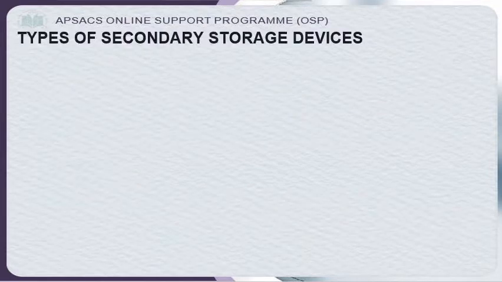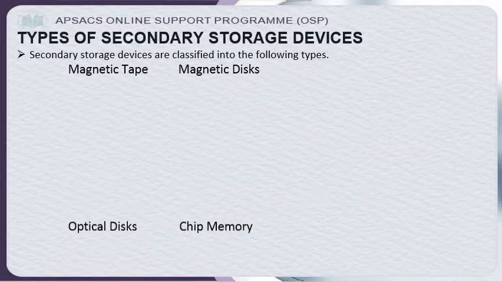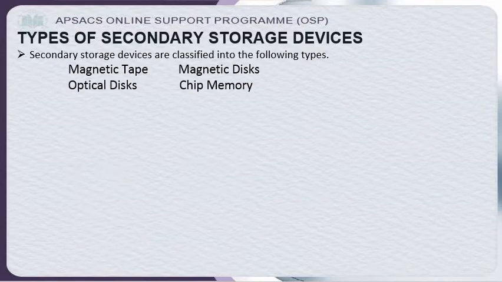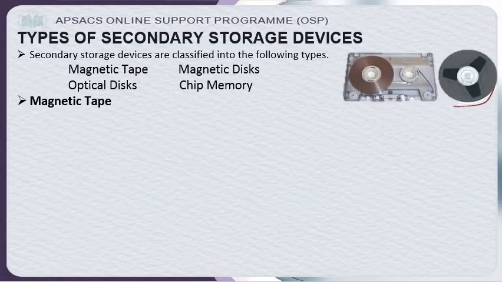Types of secondary storage devices. Secondary storage devices are divided or classified into the following types: magnetic tape, magnetic disk, optical disk, and chip memory. So let's discuss the first one, magnetic tape.